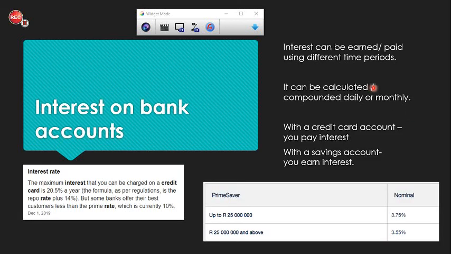And then just quickly, if we look at interest on bank accounts, we see that interest can be earned or paid using different periods. It can be calculated or compounded daily or monthly. With a credit card, you pay interest. With a savings account, you earn interest. If we look at this, for instance, it's telling us credit cards have a maximum interest rate of 20.5% a year. And then on a savings account, you also have different interest rates.